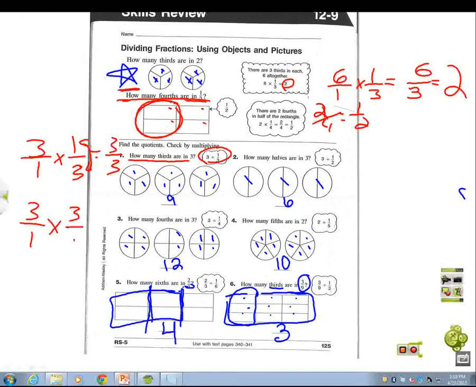3 times 3 times 1 equals 9. I'm just rewriting these into different ways. Is this how you do it? 3 times 2 equals 6 times 1. That was it, you just said it. So 3 divided by 1/2 is the same as 3 times this.